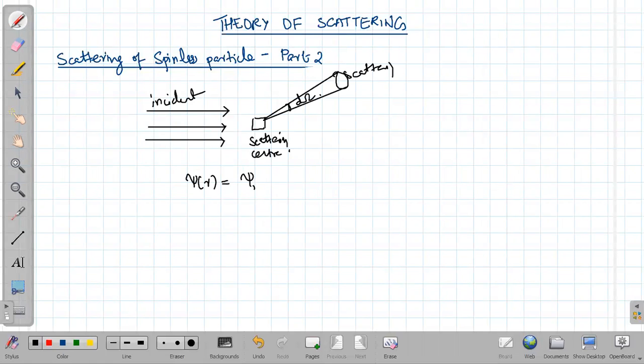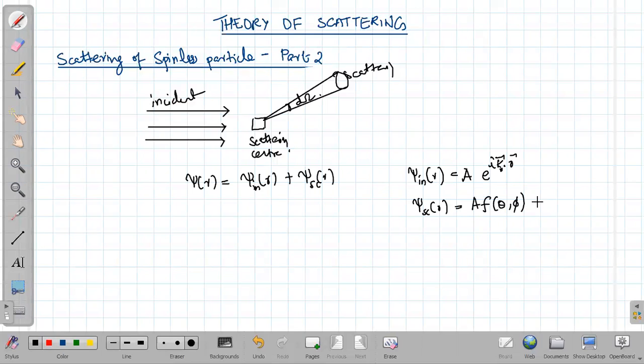of the form, the wave function for the incident particle plus the wave function for the scattered particle. And we already found that the wave function of the incident particle will take the form of some normalization constant into e raised to i k dot r, or k0 dot r, and the wave function for the scattered particle will take the form some normalization constant into f of theta phi e raised to i k r by r. So it will be a spherical wave. Scattering wave function will be a spherical wave, and the incident wave function is a plane wave.